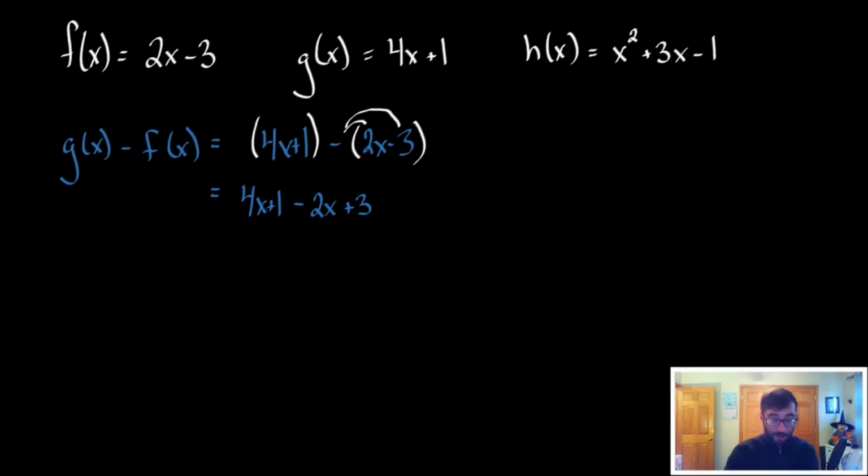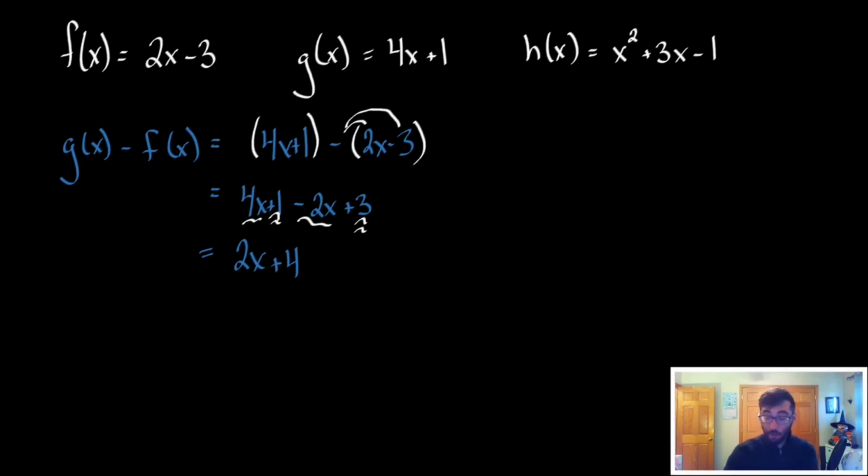Because now, the most common mistake would be doing 4x minus 2x and then 1 minus 1 and then minus 3 instead of 1 minus negative 3. So just be really careful, distribute that negative, because you should now get the correct answer of 2x plus 4, because we combine like terms, 4x minus 2x, and then 1 plus positive 3. So that would get you 2x plus 4.